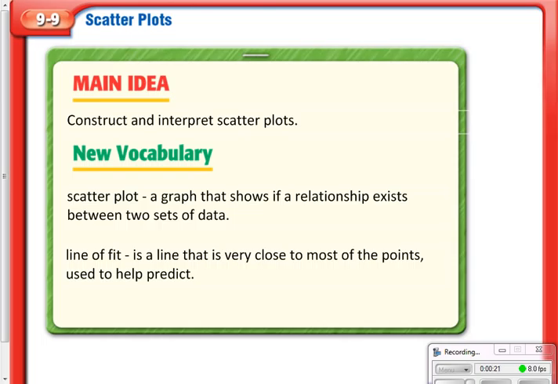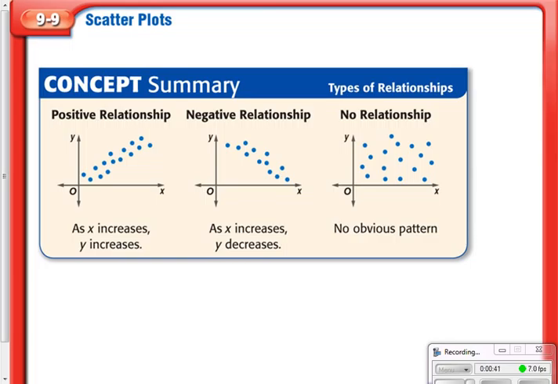A line of fit basically is very close to your data points. You're going to have some above and below the line, so when you draw that line of best fit, about half above, half below. Basically, it's used to predict for our graph and to determine the relationships that we have. There are 3 different relationships: positive relationship, negative relationship, and no relationship.